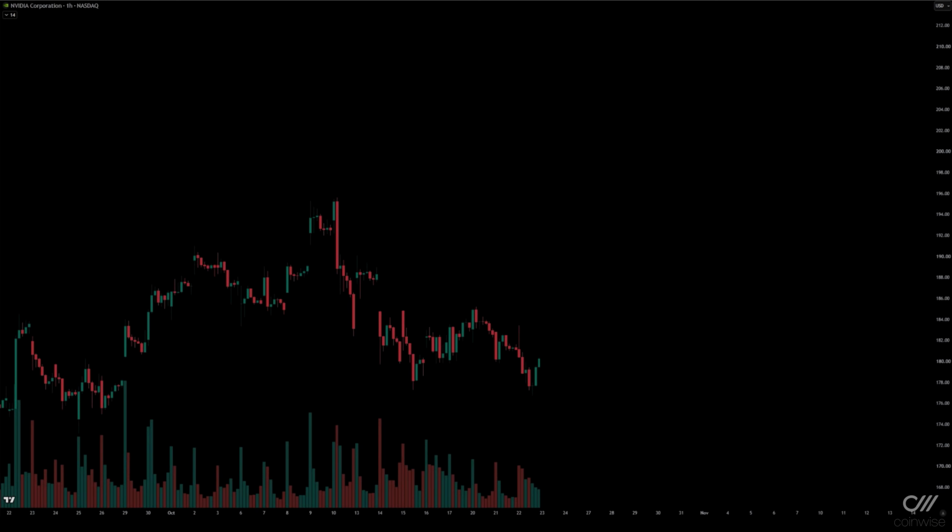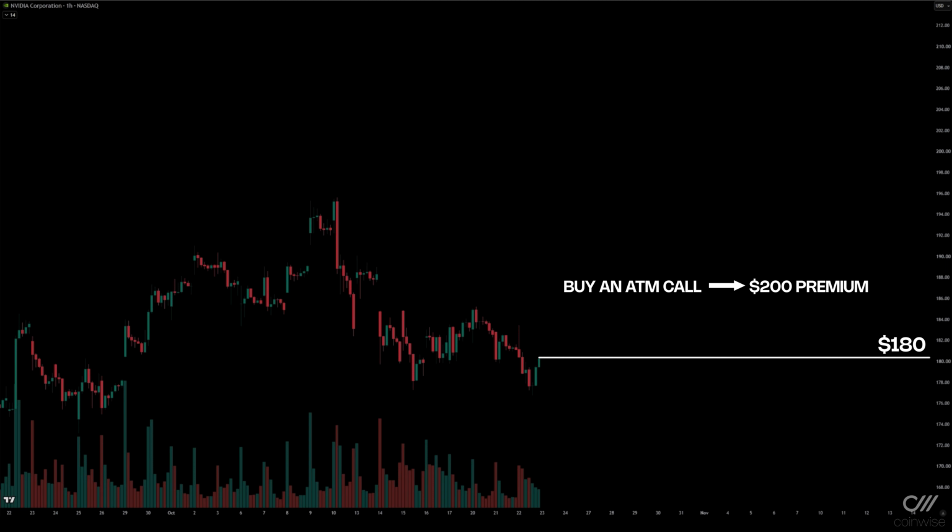Let's look at an example. You're watching a stock that's trading at $180 and your analysis suggests it's shifting momentum. You think prices will go up and decide to buy a call with a strike price at the money or $180 with a premium of $200. Your option gains value if the stock moves above $180.